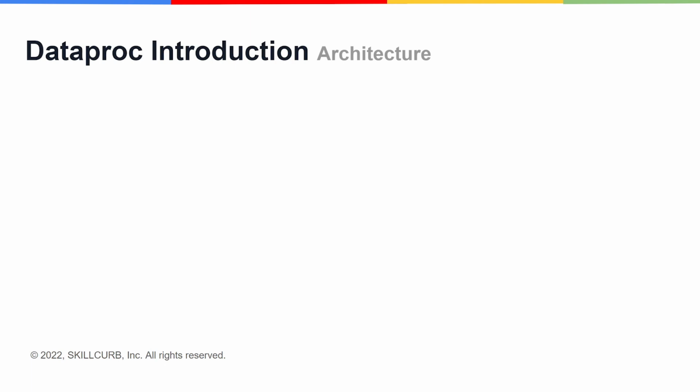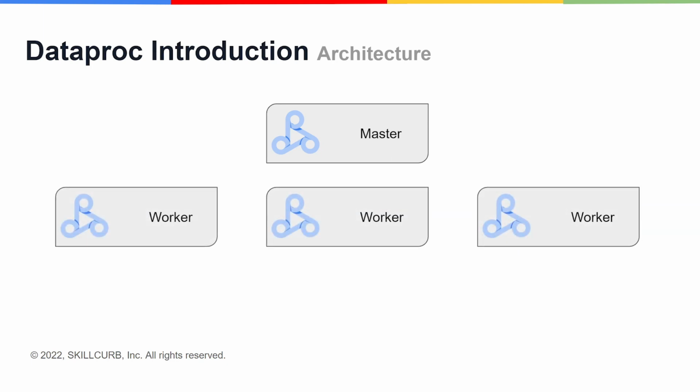Let's understand what's inside Dataproc and how it works on the inside. On the top of the hierarchy is going to be your master node. This node is going to be running the Yarn Resource Manager and HDFS named nodes. Then below that, you're going to find the worker nodes. These worker nodes are going to be running the Yarn Node Manager and will be HDFS data nodes.